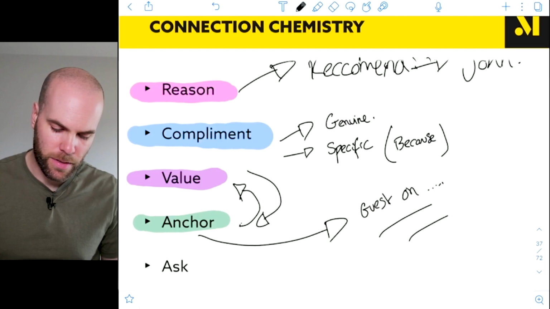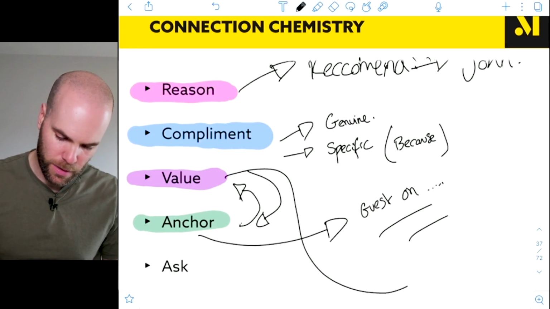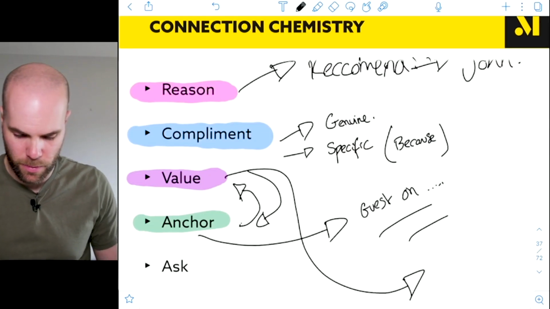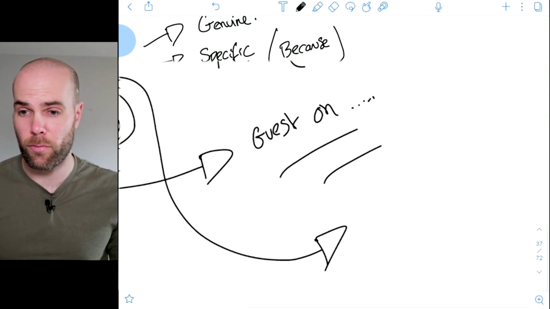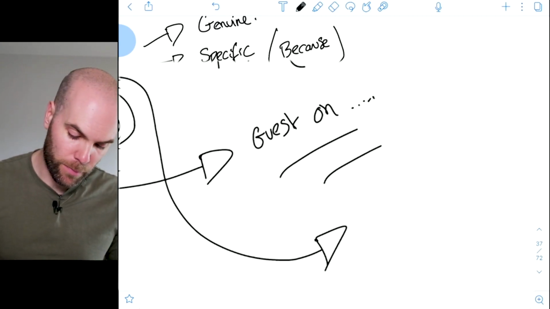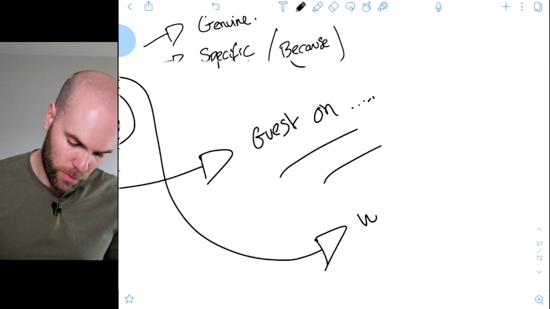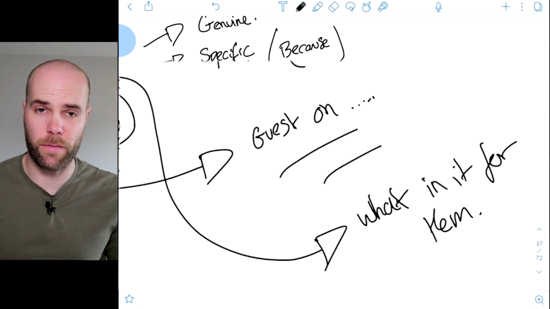Then value. This is quite an important one. This is kind of getting like one of those crazy helter-skelter diagrams. But the value part is really important. So the value is where I'm actually going to pitch something which is valuable to them. Okay, so the question you want to be asking is, what is in it for them, right? What's in it for them?